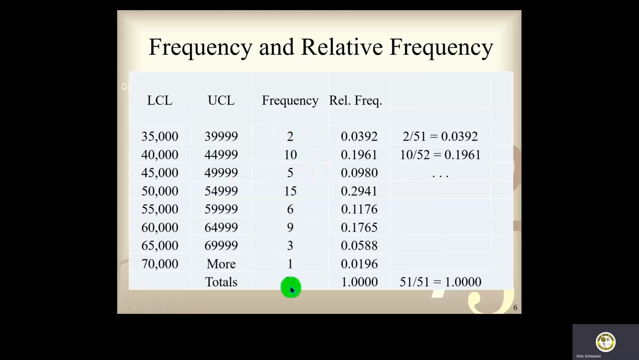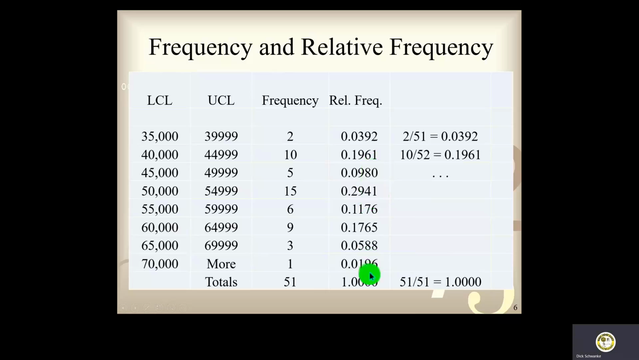There's 2 out of 51, or 0.0392. How many are there between $40,000 and $44,999? Answer, there's 10. What is that relatively speaking? Answer, 10 out of 51, like 0.1961. Well, I did that all the way down, 5 out of 51, 15 out of 51, and so forth.